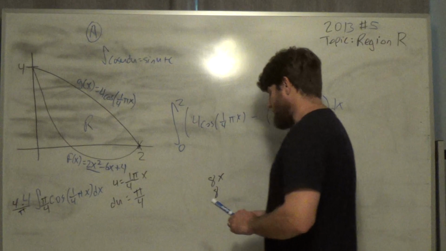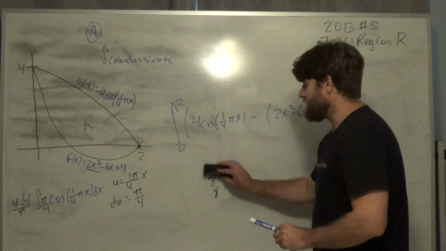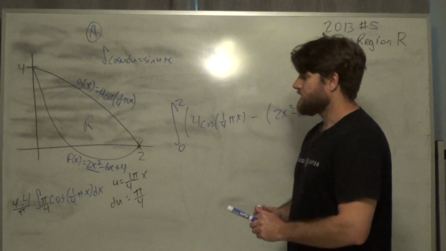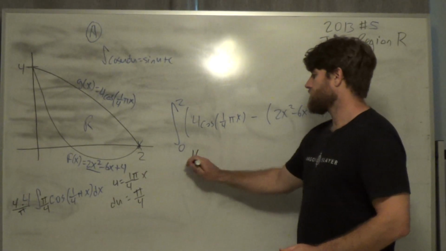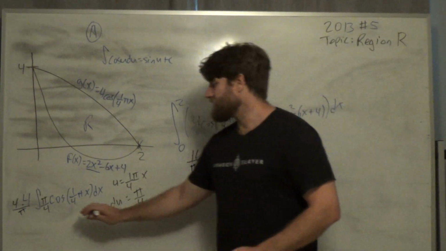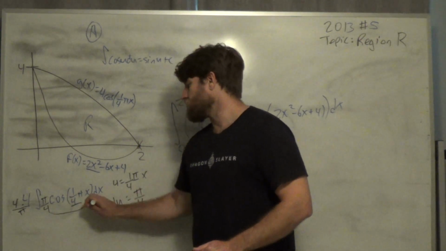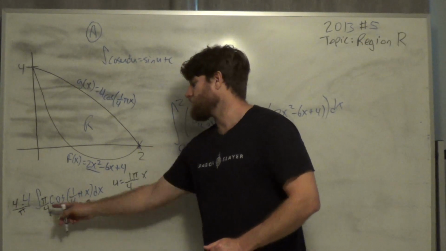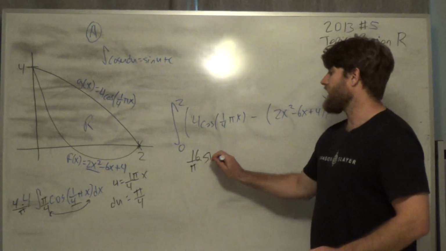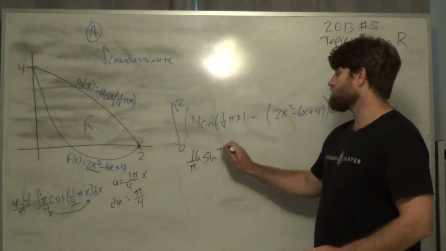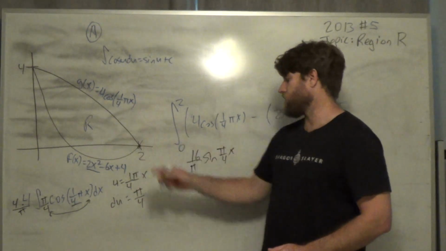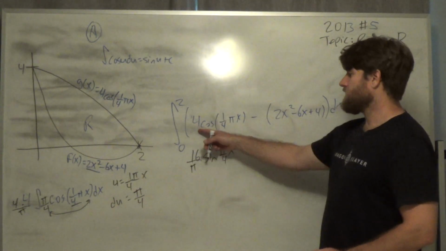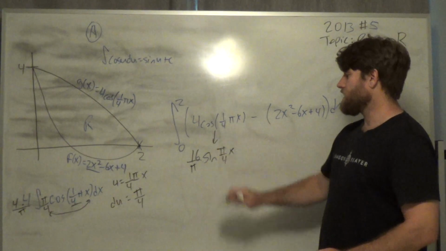Now, if I do that, I'm basically done, because out in front I have 16 over pi, and this is now cosine u, and then these two are the du. So the antiderivative of cosine u du is simply sine u, and u again is pi over 4x. I'm calling it pi over 4 instead of 1/4. So the antiderivative of this is right here.